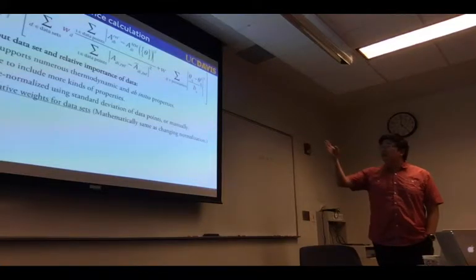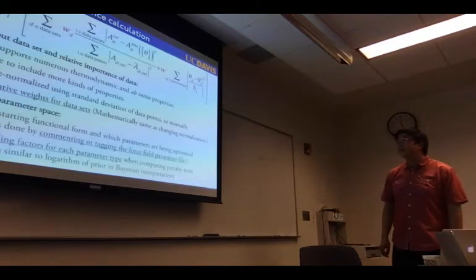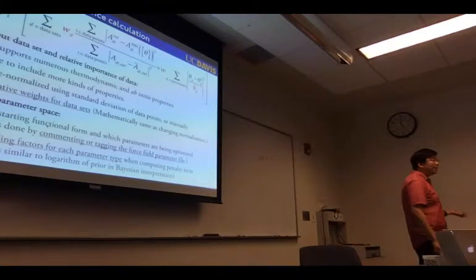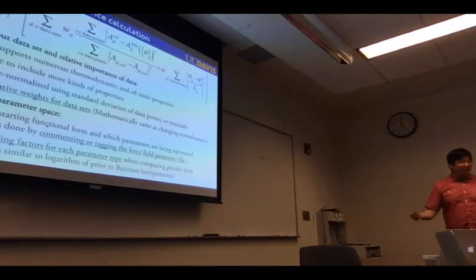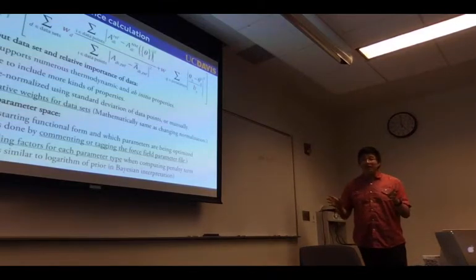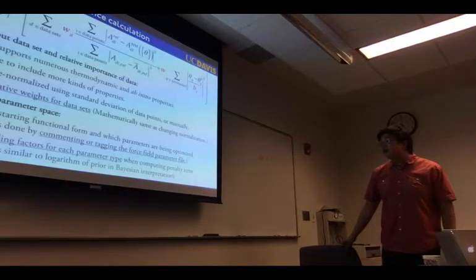So first you choose the input data set and the relative importance of data. The user chooses the relative weights of the data sets. And then in characterizing the parameter space, you have to choose the starting functional form in which parameters are being optimized. In practice, this is done by taking the force field file that you're going to run simulations with and just adding comments to it that the MD program ignores, but ForceBalance understands. That allows it to represent the force field file internally and be able to manipulate the individual numbers and write out an edited copy that you can then use to perform simulations with. And the user also chooses rescaling factors for each parameter type when computing the penalty term.